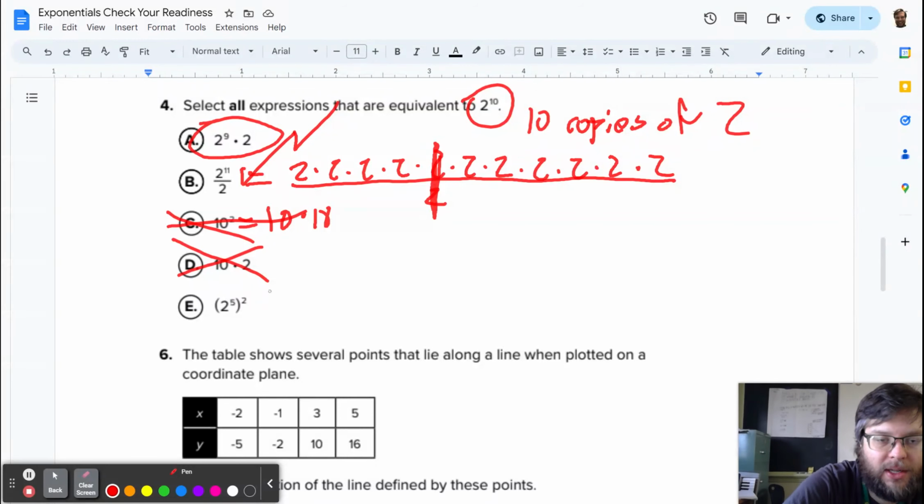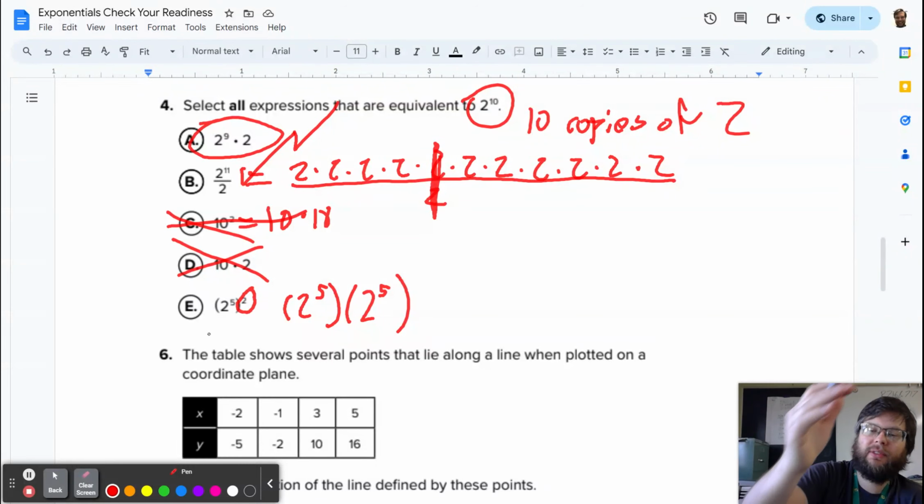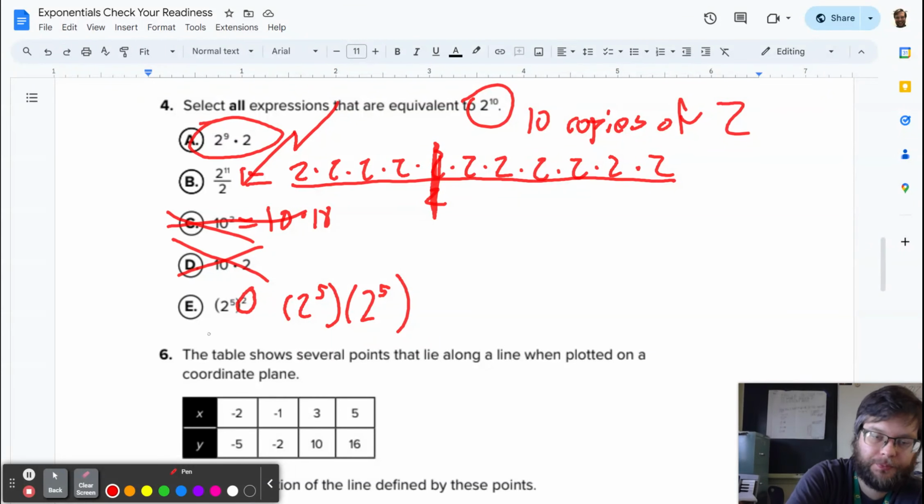All right, part E is 2 to the 5th squared. So that would look like this: 2 to the 5th times 2 to the 5th. And it would look like that because the power of 2 is the number of copies of the base that I write down. I write down the base 2 times.